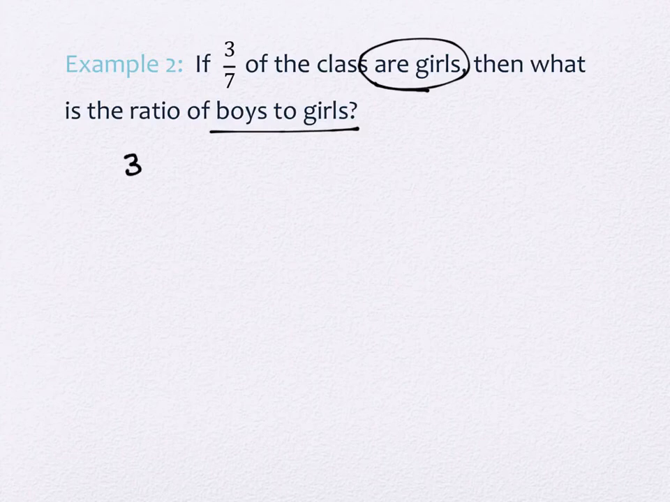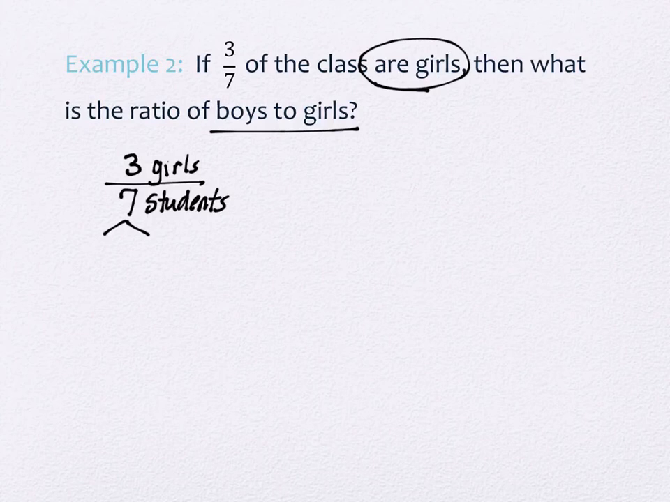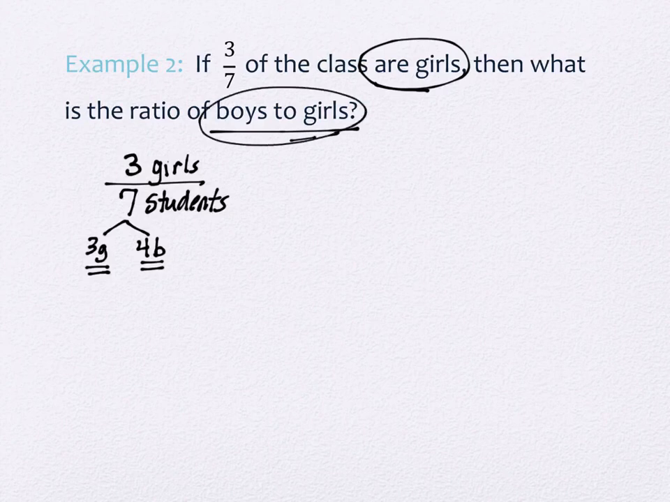But this means that I have 3 girls for every 7 students. That's what 3/7 means. But of those 7 students, how many of them are girls? 3. So how many of them are boys? 4. So for every 3 girls, we have 4 boys, or vice versa. So what is my boys to girls ratio? 4 to 3. Or we can write it like this, 4 to 3.